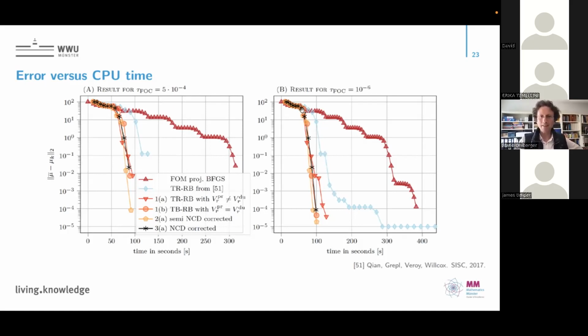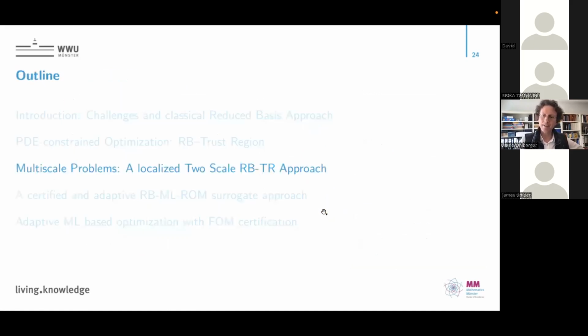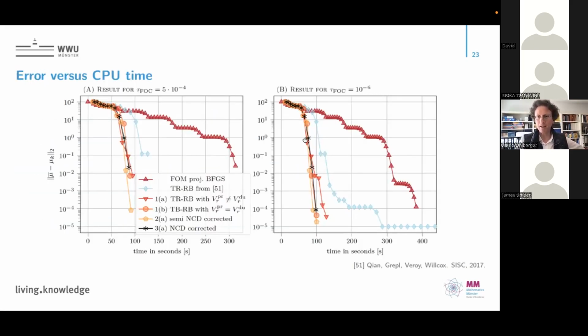And the methods that are here, these are the different variants that we propose. They are a little bit faster than the method which you see in light blue, which is the original suggestion in this paper of Kian, Kreppel, Veroy, and Wilcox. So you see the method typically behaves in the following way.